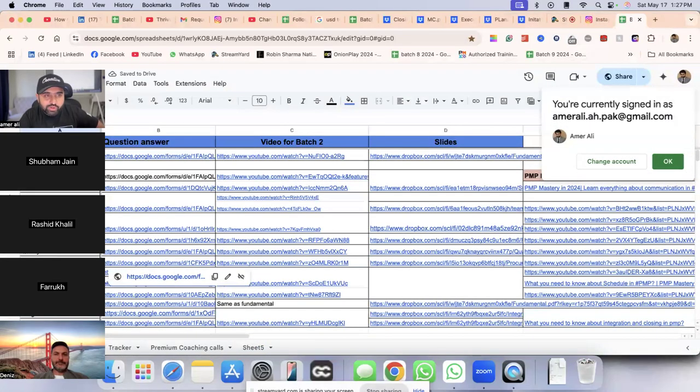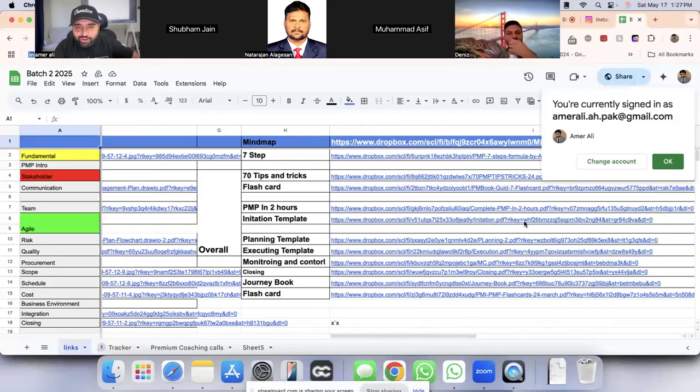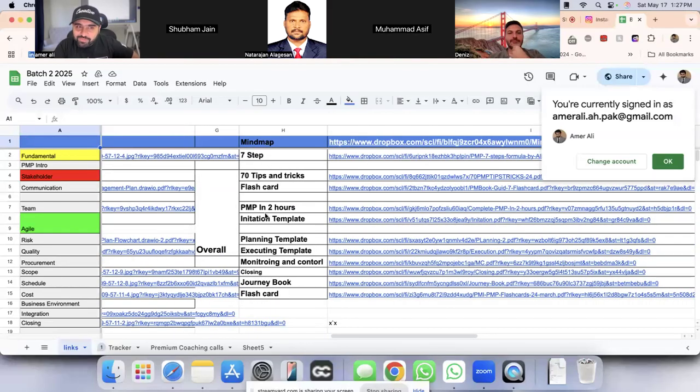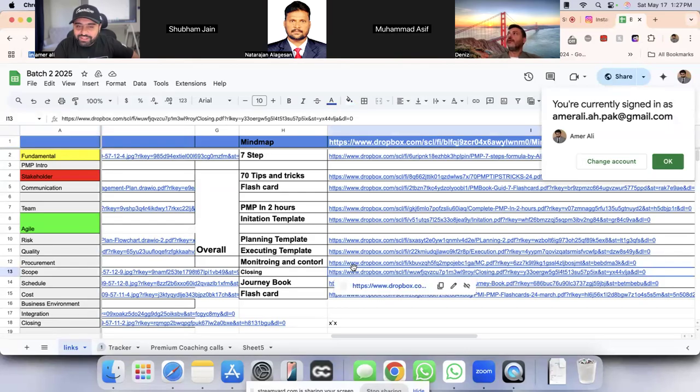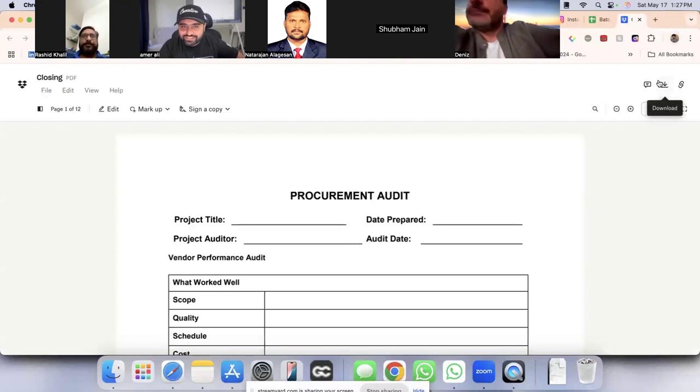Nitraj, unmute yourself. Yes, sir. You have this sheet, batch 2. I will check it now, sir. No, you have that: question answers, videos, slides. And here you go forward: initiation template, planning template, execution, monitoring, and closing. I'm taking all these templates from here. Okay? Thank you.